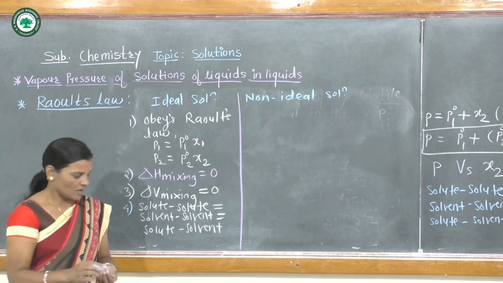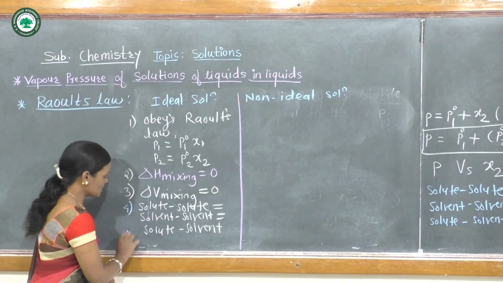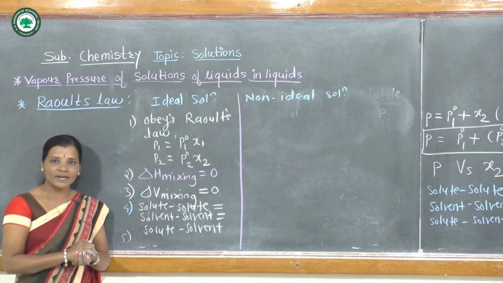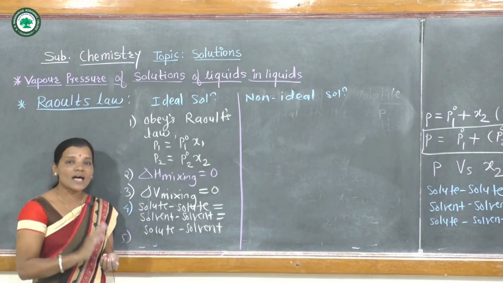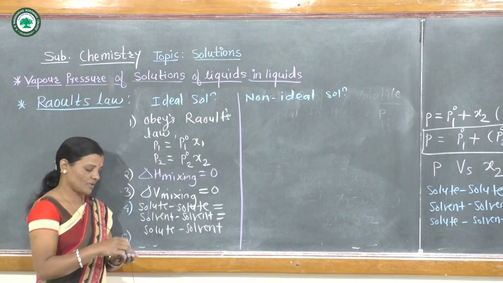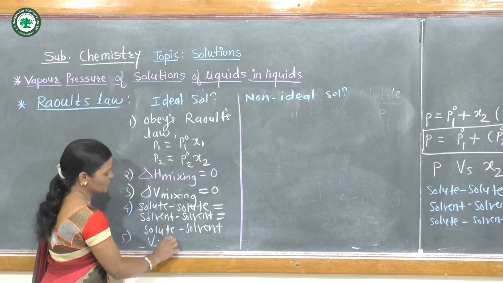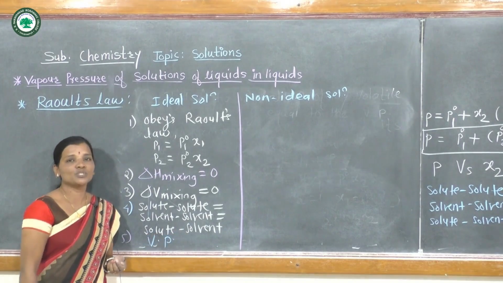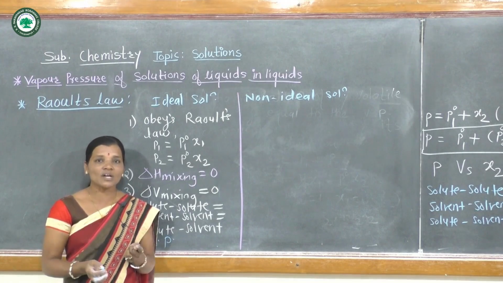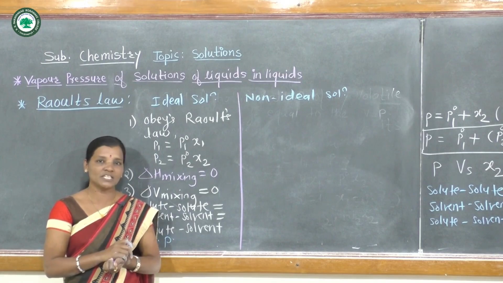And the last point we have to consider for an ideal solution: the vapor pressure of an ideal solution lies between the vapor pressures of the volatile components. This is very important. The vapor pressure of an ideal solution lies between the vapor pressures of the components from which that ideal solution is formed.